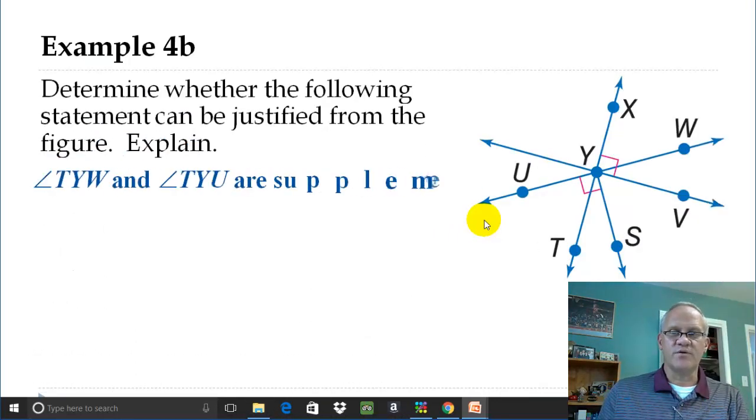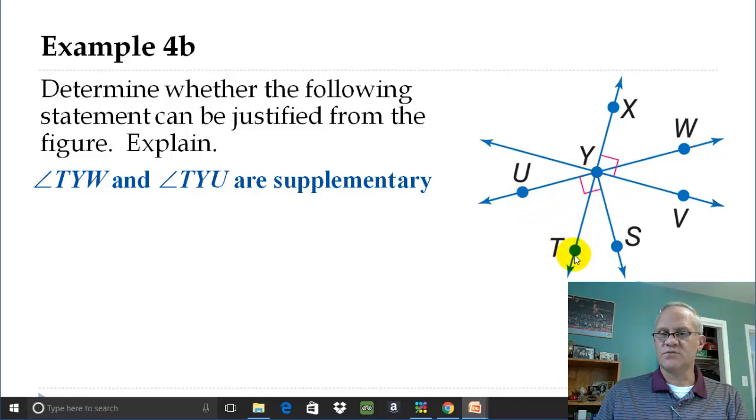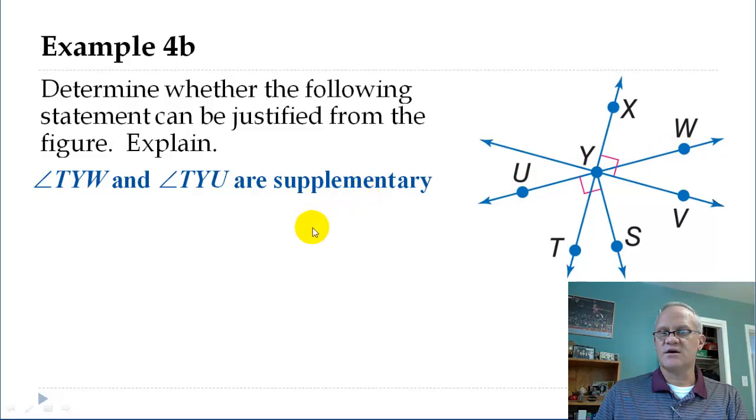Okay, example 4b. How about this? Same diagram. This time it says, can we justify that TYW, that's that angle, and TYU are supplementary? Well, if you look at it again, we can assume that those two angles share the side YT, and so we can assume that they're adjacent. And because it looks like they make a straight line here, we can assume that that's a straight line, which means, yes, they are supplementary. So we can say, yes, we can justify that.